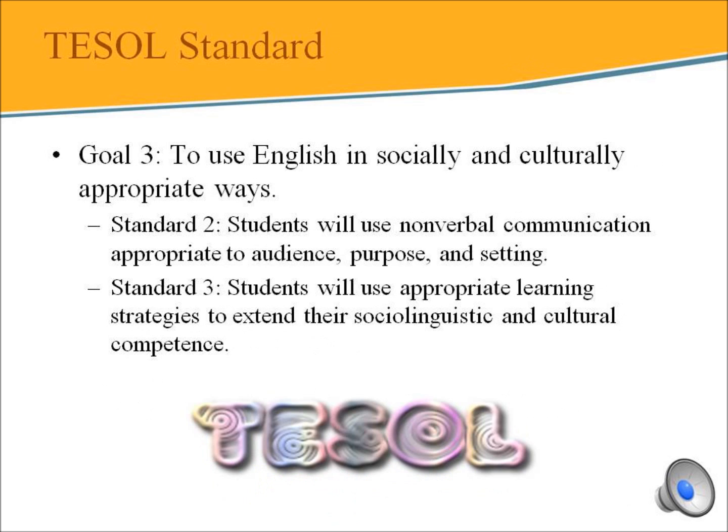The third is to use English in socially and culturally appropriate ways. There are two substandards used. Substandard 2 is students will use nonverbal communication appropriate to audience, purpose, and setting. Substandard 3 is students will use appropriate learning strategies to extend their sociolinguistic and cultural competence.